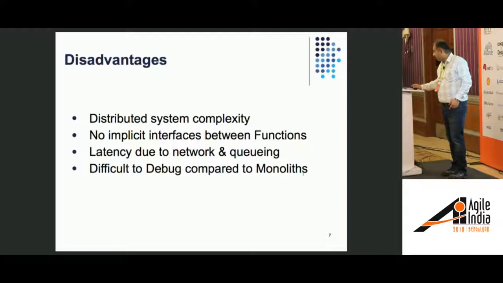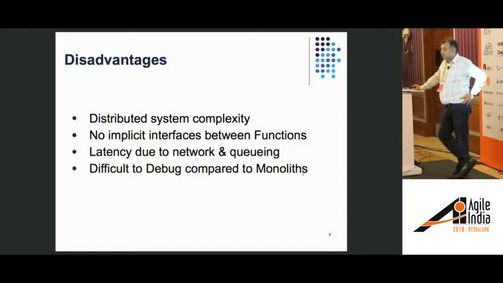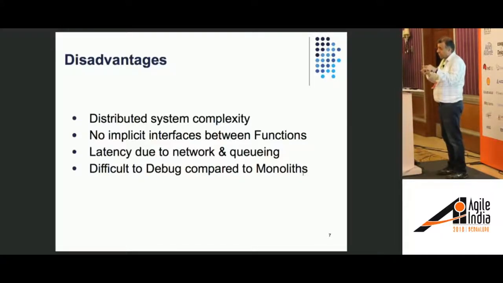So what are the disadvantages? Well, to start with, you have a distributed system, and a distributed system comes with its own problems. You have certain failures. The more moving parts your system has, the more chances of something failing. Also, you would have less visibility.